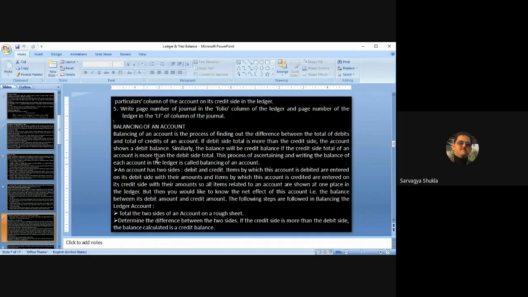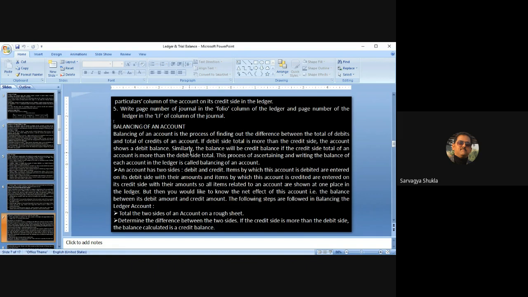Suppose the debit side total is rupees 50,000 and the credit side total is rupees 30,000. Which side has the greater total? That is the debit side. If the debit side total is more than the credit side, the amount shows as a debit balance. So we have to write on the credit side, at the last date of the month, "By balance c/d", and the difference amount will be posted in the amount column. This process of ascertaining and writing the balance of each account in the ledger is called balancing of account.